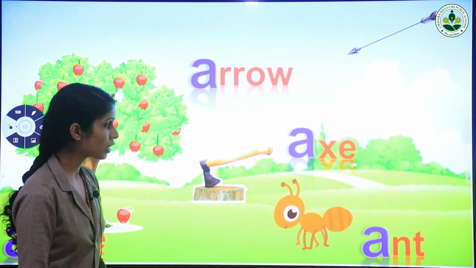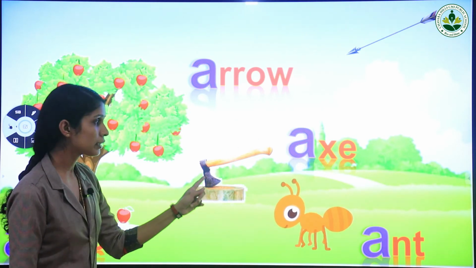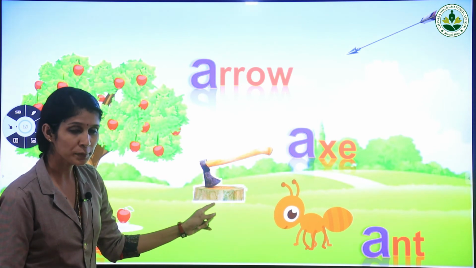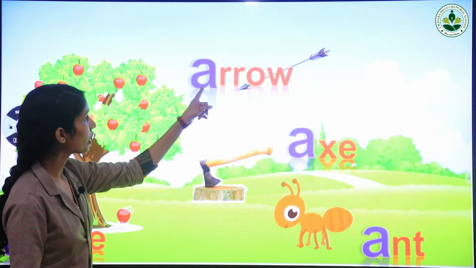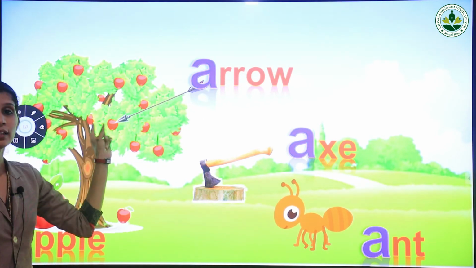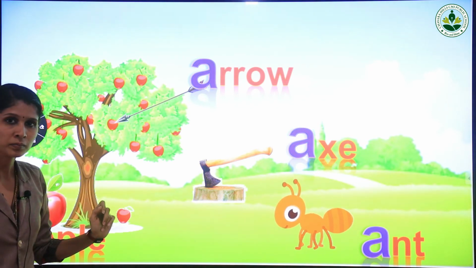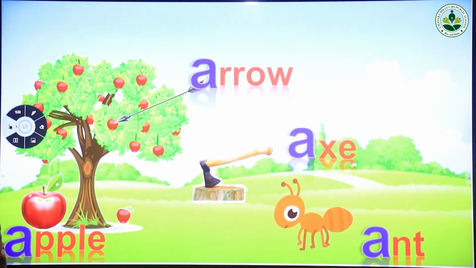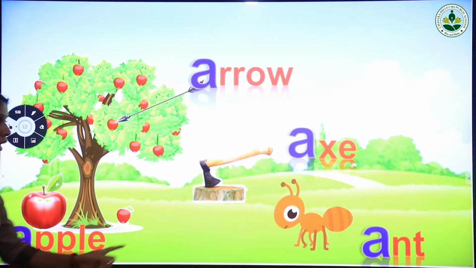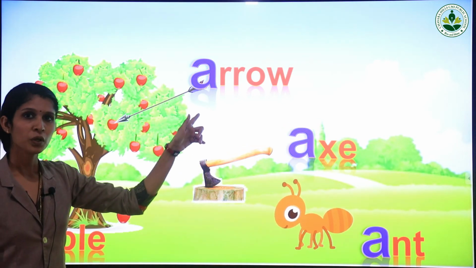And our next word that starts with letter A is an axe. What is this? Axe. Once more. Axe. And next, a word starting with letter A is an arrow. What is this? Arrow. Once again. Very good. So, these are the words starting with letter A. Repeat after me. Apple, ant, axe, arrow. Okay, children?